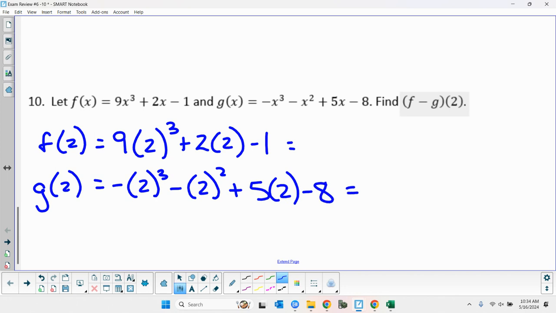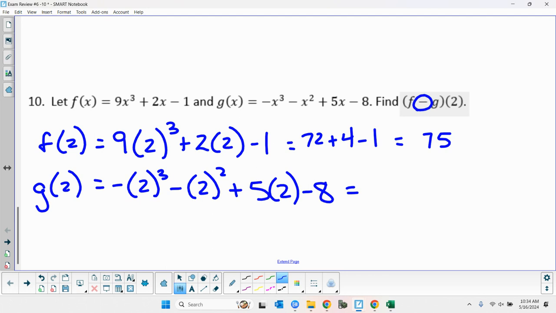Okay, so if you do it like this, you can just plug all that in your calculator and get each answer. But after you get the 2 answers, what do you have to remember to do? You've got to remember to subtract them, okay? Sometimes we forget that. All right, so this is 8. 2 times 2 times 2 times 9, that's 72. That's 2 times 2, 4. That's 76. Minus 1, so that answer is 75.